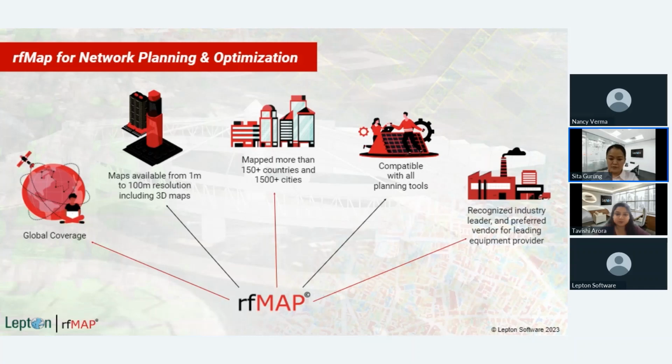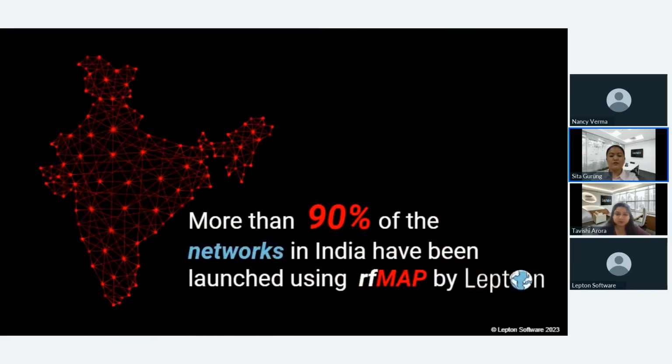More than 90% of networks in India have been launched using rfMap by Lepton. We, being an Indian entity, have our headquarters here in India, in Delhi NCR. As I have mentioned, we have been creating these data sets for the past 2 decades. In fact, to be very precise, 29 years. We have completed 29 years, and we actually started with this product only. That's the result and outcome. For Indian territory, 90% of the networks by all the operators have been rolled out on our data set, on our rfMap.